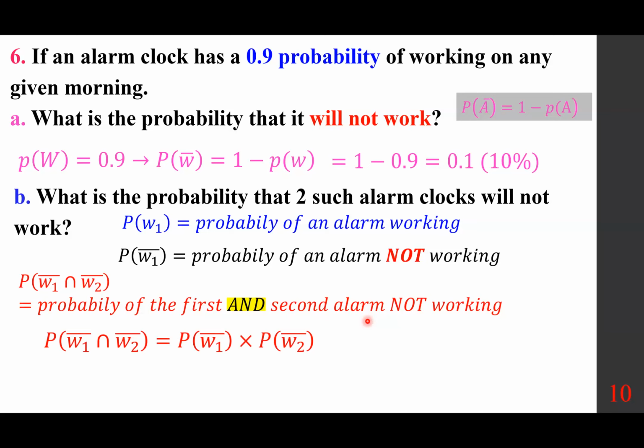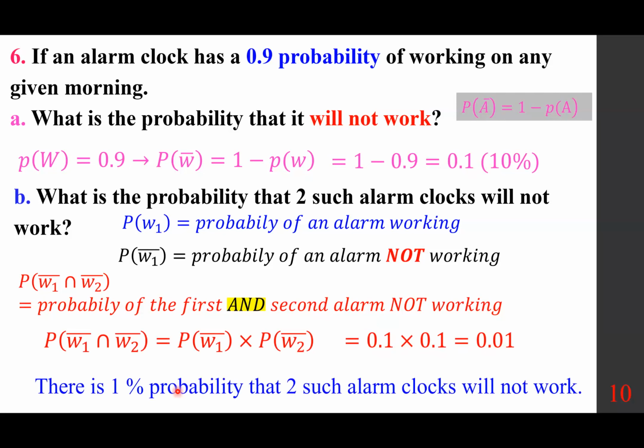It's the product. Notice there's a 10% chance one of them doesn't work, but both of them, there's only a 1% chance. That's why this concept of redundancy is so important. So there's a 1% probability that two such alarm clocks will not work.